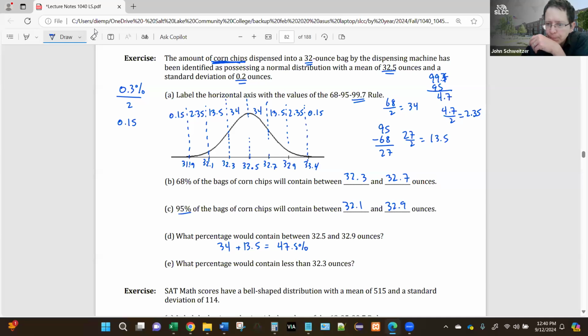Let's do one more. Okay, what percent would contain fewer or less than 32.3 ounces? So here's 32.3. And so for less than that, we're down in here. And notice we have all the segments right here, so we can just add them up. 0.15 plus 2.35 plus 13.5, and we have it, 16%.